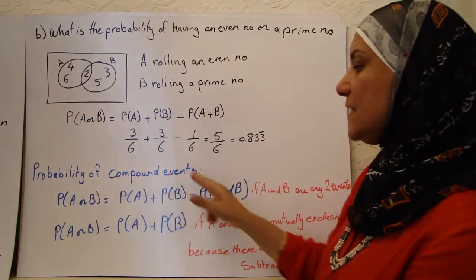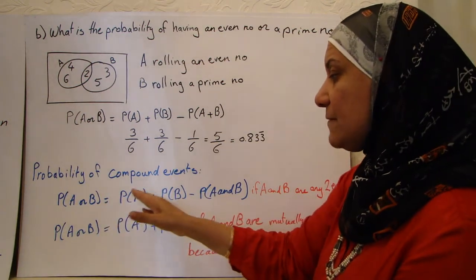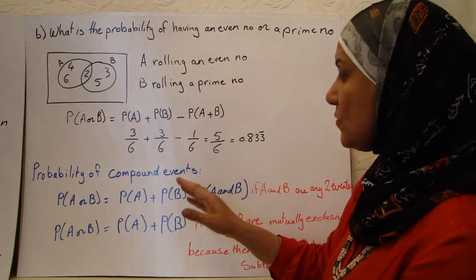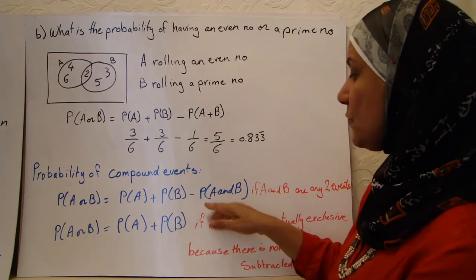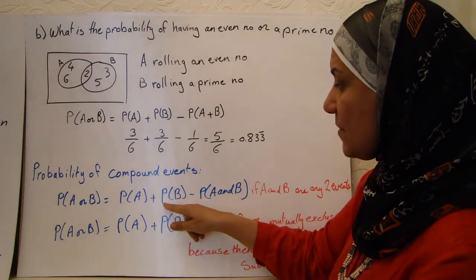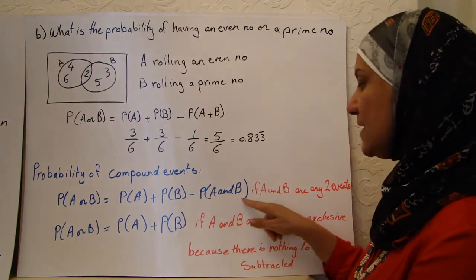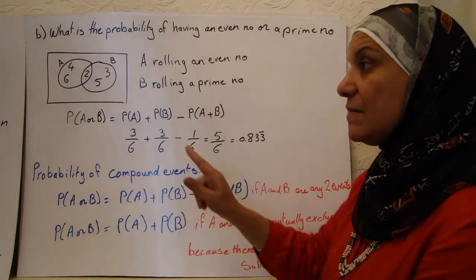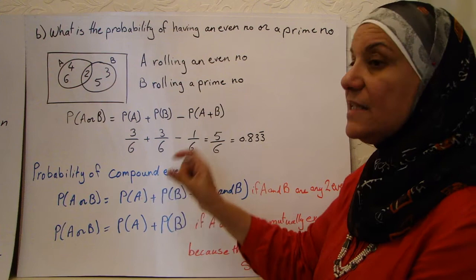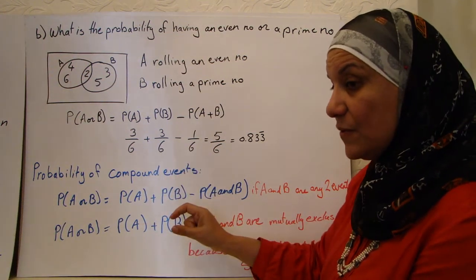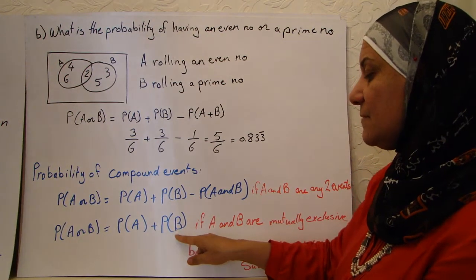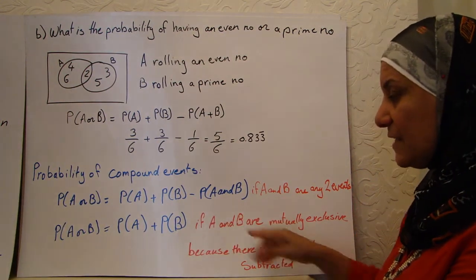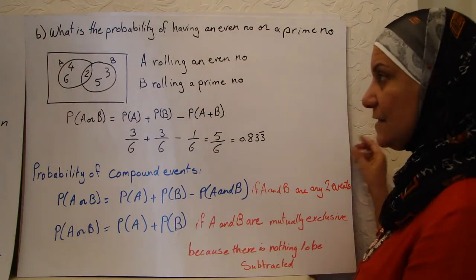Probability of compound events. If the compound events are not mutually exclusive, then I'm going to put probability A plus probability B minus probability A and B. If they are mutually exclusive, which means that if I don't have anything in between in the intersection part, then I'm going to have probability A plus probability B with nothing to be subtracted, because there is nothing that I can subtract.